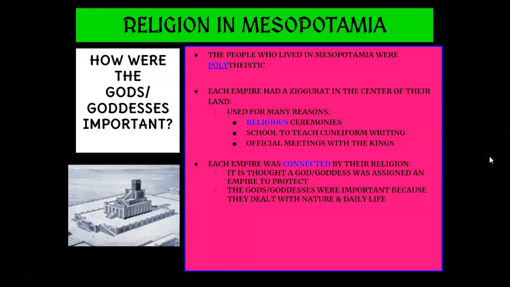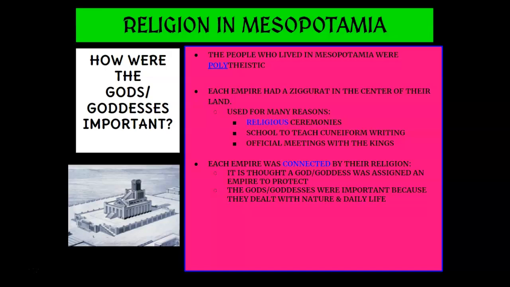Religion in Mesopotamia. The people in Mesopotamia were polytheistic. Polytheistic means many gods. Poly meaning many, so think of like polygon in math, meaning many sides of a shape, and theistic usually has to do with religion. So they were polytheistic, meaning that they usually worshipped multiple gods and goddesses. And these gods and goddesses centered around usually the land, the crops, and protection.